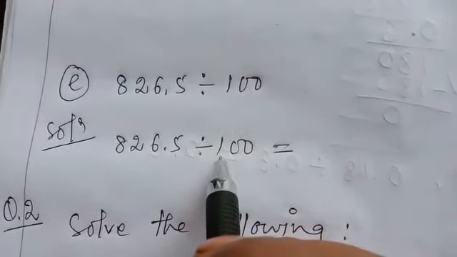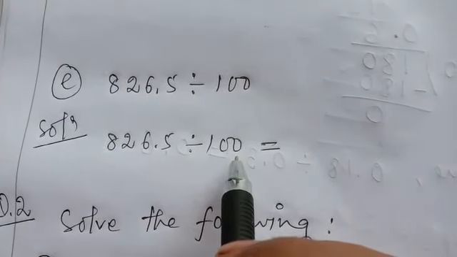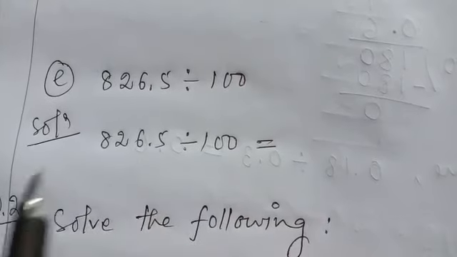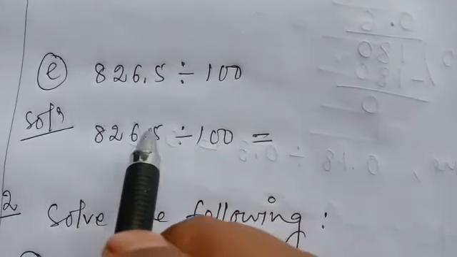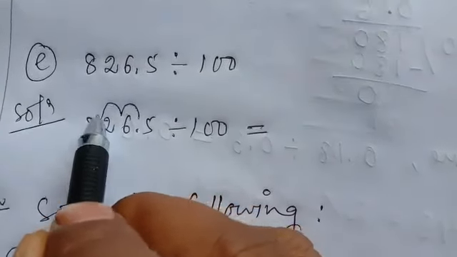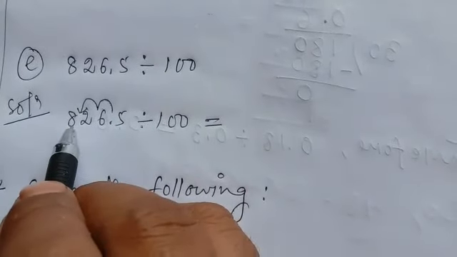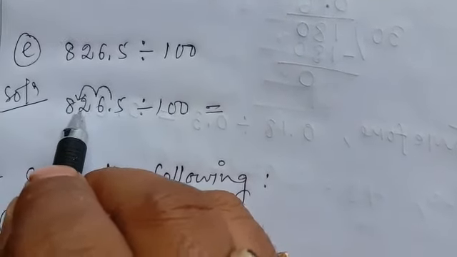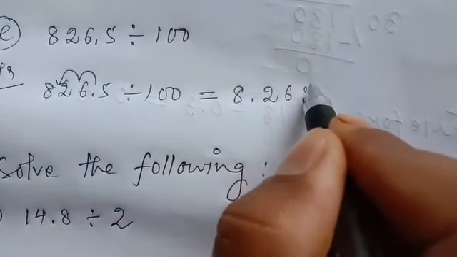Let's try out one more. Here we are going to divide by 100. 100 has two 0s. Then we will move the decimal point 2 places to the left. The decimal point is here, as two 0s, that's why we will move 2 places. 1, 2. Then the decimal point will become between 8 and 2, that is 8.265.